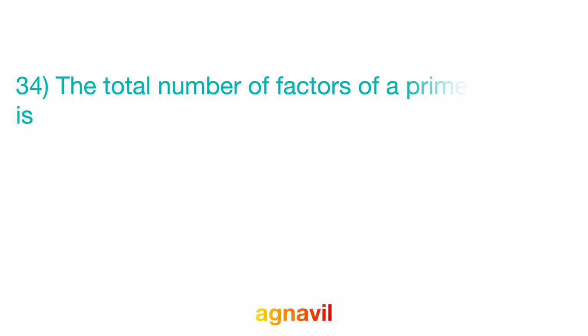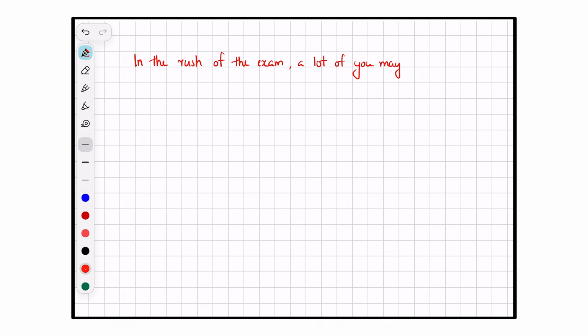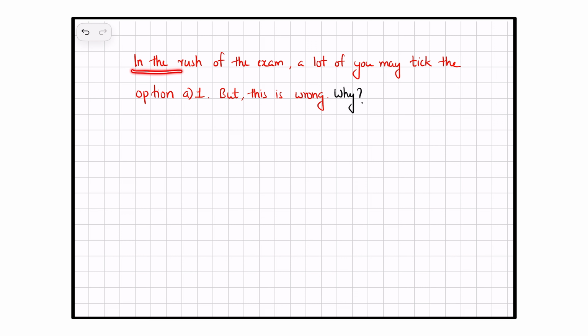The total number of factors of a prime number is, we have 4 options, 1, 0, 2 and 3. In a rush, most of you will opt for option A, that is 1, but it is wrong. In the rush of the exam, you will be in tension mode. A lot of you may take option A, that is 1, but this is wrong. Why?